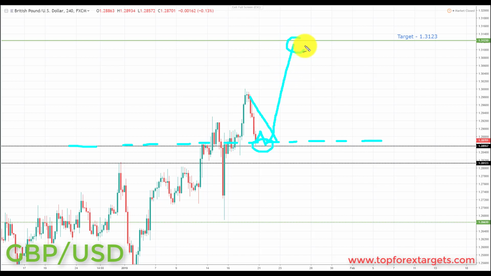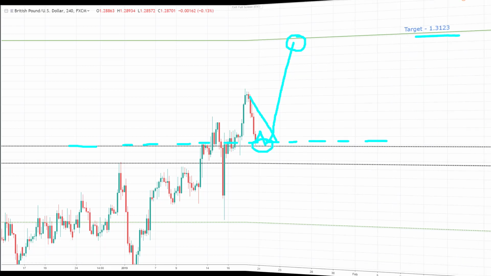We're going to be looking at initiating longs up towards the next key area of resistance to the upside and the target set at the 1.3123.